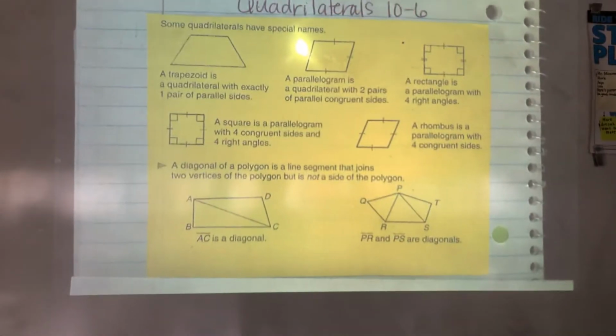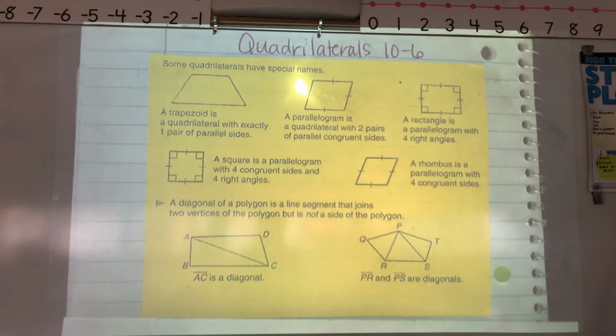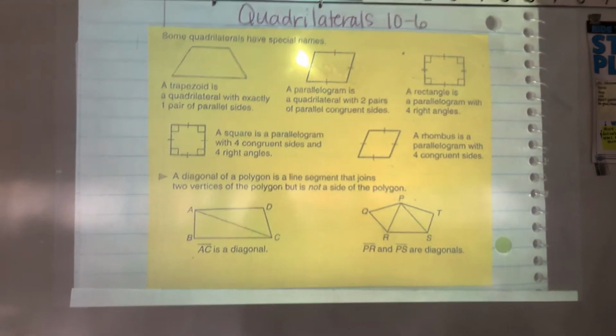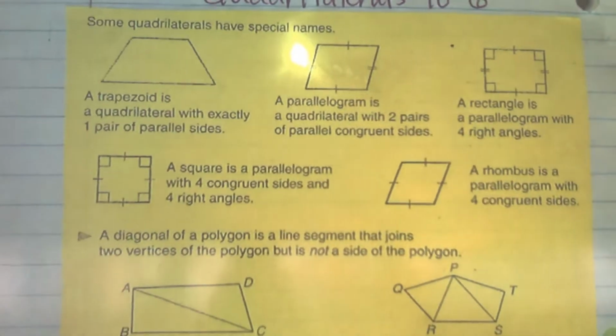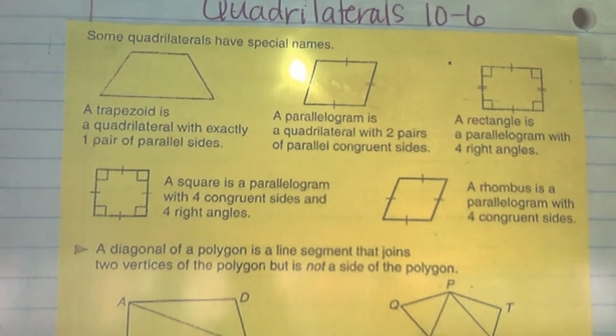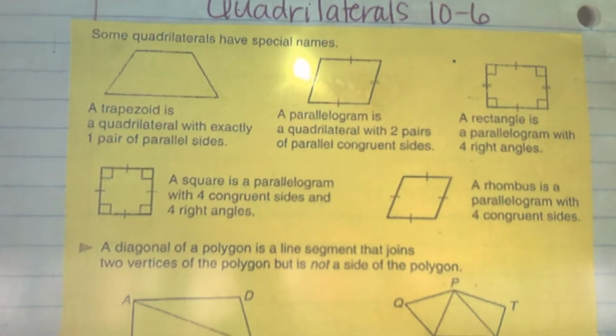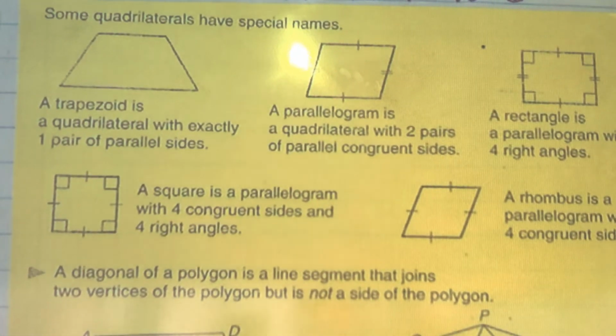All right, today we are going to be talking about quadrilaterals. We've talked about polygons, we've talked about triangles, and today we're going to focus on quadrilaterals. So let's take a look at our notebook notes first. This image is in your book as well if you want to follow along in your math book on page 334.